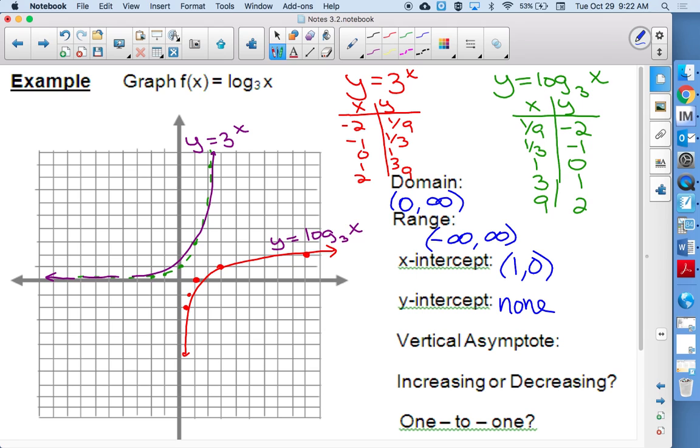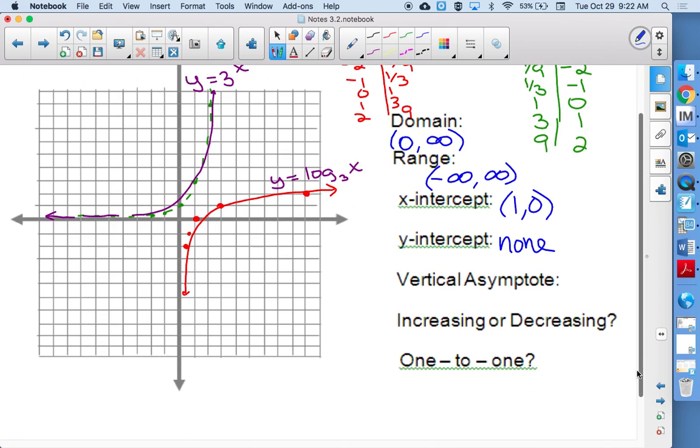And then this one has a vertical asymptote, Carrie, at 0, x equals 0. So now I have a vertical asymptote. Again, the asymptotes flip as well. So if I have a horizontal asymptote and I'm graphing the inverse, it becomes a vertical asymptote. This function is increasing, and it is 1-to-1 because it has an inverse. They go back and forth. They're inverses of each other.